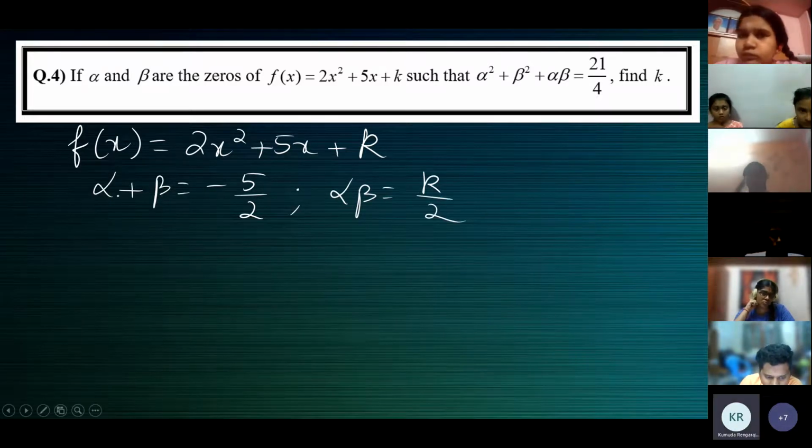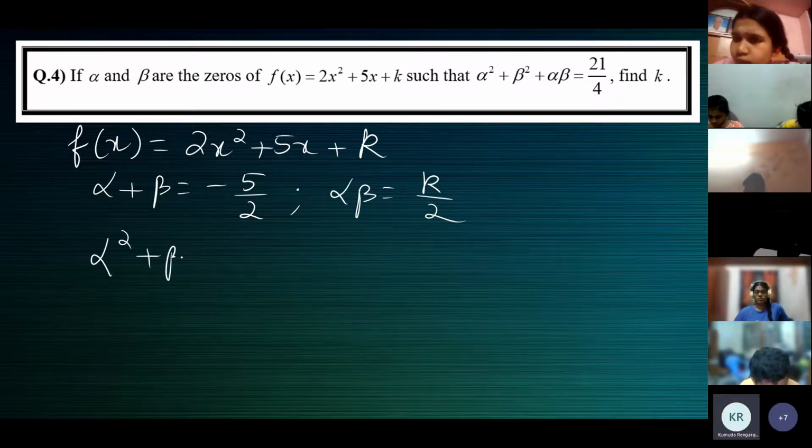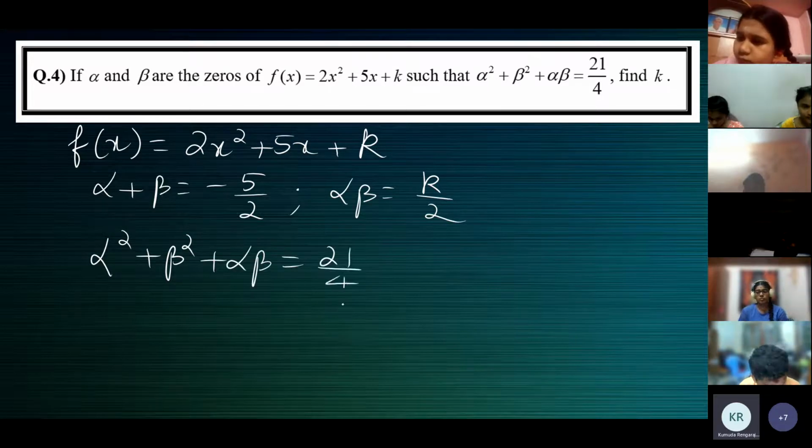Write down this first. You're given a quadratic polynomial. From that, write out the sum of the zeros, minus b by a, and the product of the zeros, c by a. Now there is a condition given to you: alpha square plus beta square plus alpha beta is equal to 21 by 4. And the question is to find the value of k. Now what do you have to do?